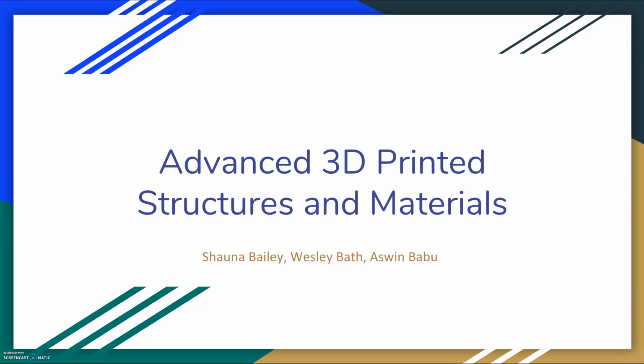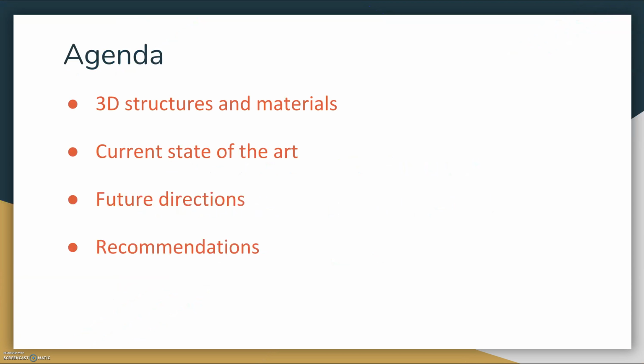Today we are presenting our project report of advanced 3D printed structures and materials. In this presentation, we will first cover an overview of 3D structures and materials. Secondly, we will discuss the current state of the art, including industry use, materials, and current advances, followed by some predicted future directions that 3D printing will likely follow, and we will conclude the presentation with some recommendations.